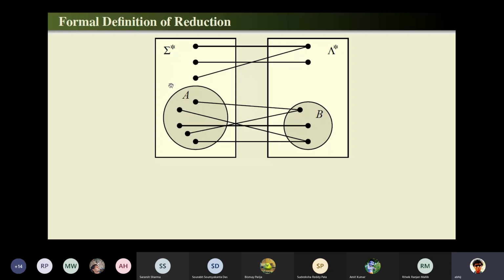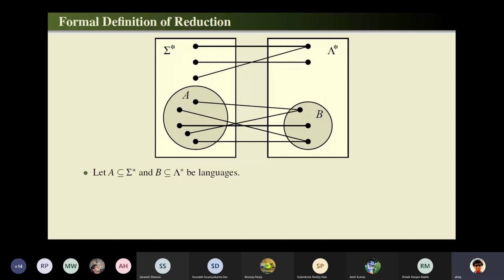So it's a map from this entire sigma star to the entire lambda star, such that elements inside this language A will go to elements inside this B. Elements outside A will go to elements outside B.